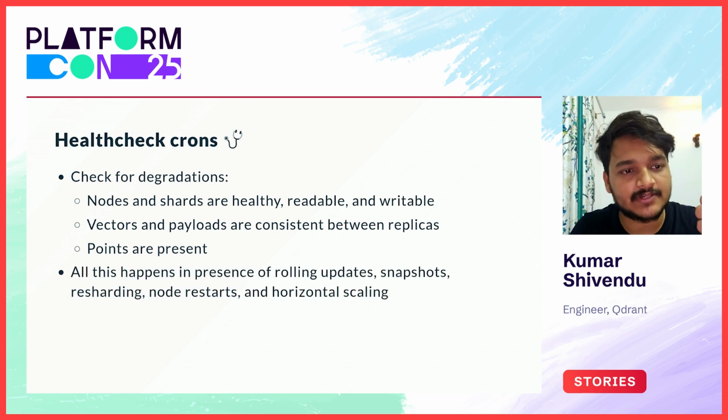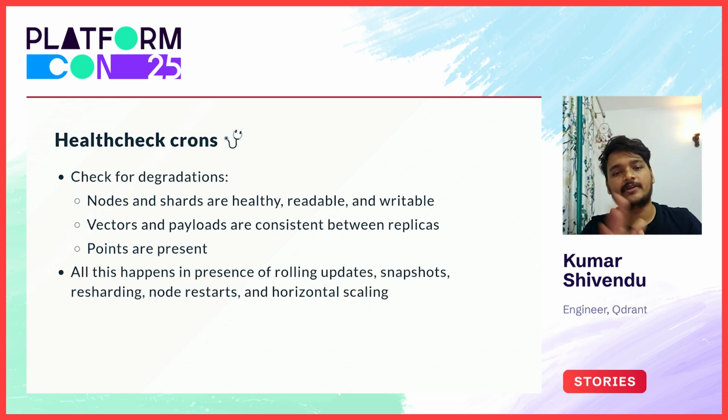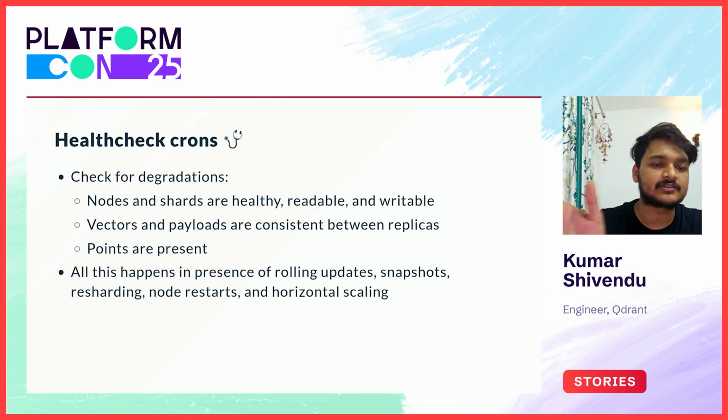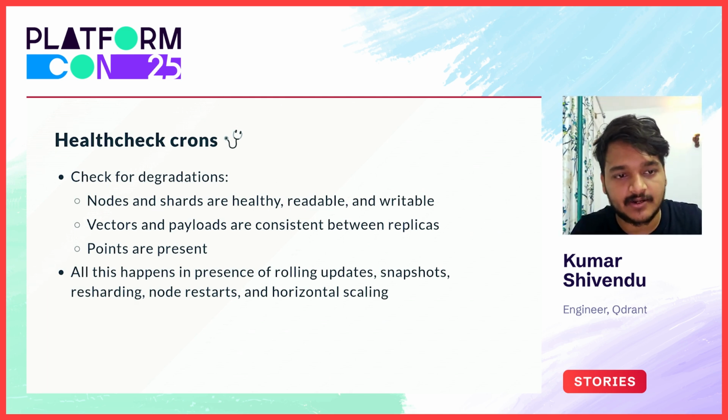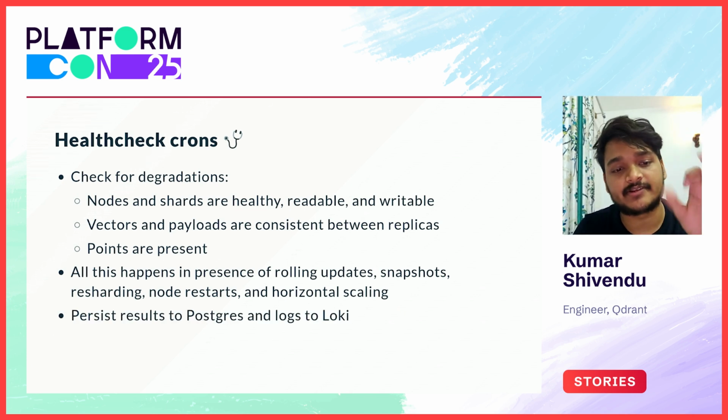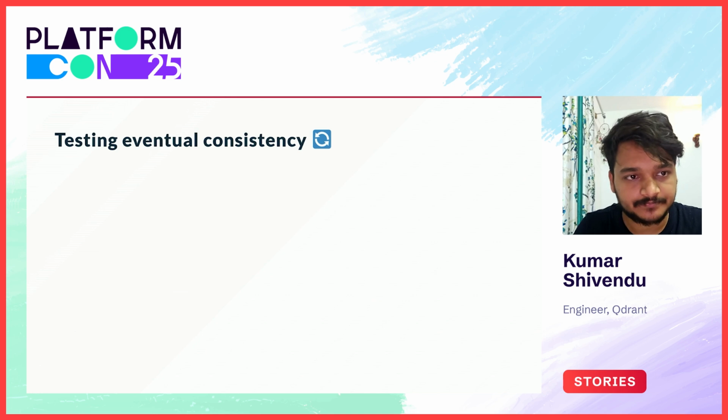Points should be present, obviously, and all this happens in the presence of all this chaos, like rolling updates, snapshots, resharding, node restarts, horizontal scaling, and like 10 other things that we have started adding over time. So yeah, we persist all these results to Postgres and the logs to Loki.